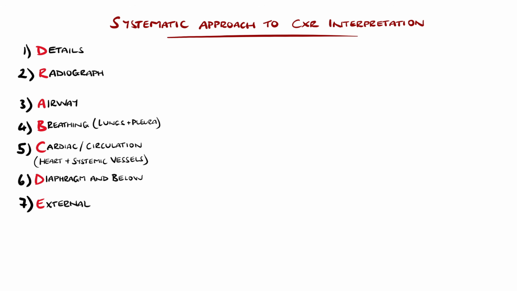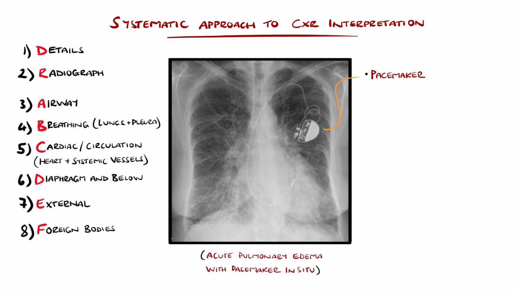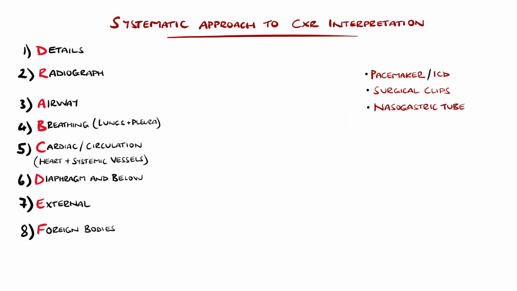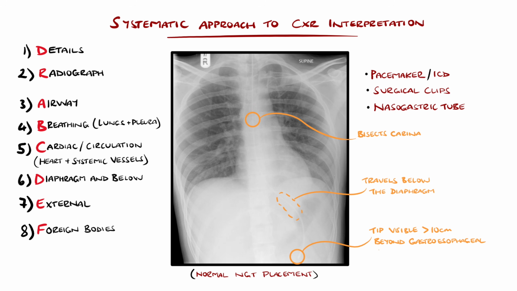F is for foreign bodies. Check for foreign bodies either in the thorax, upper abdomen, or surrounding soft tissues, for example clips, devices such as implantable cardiac defibrillators or pacemaker, and tubes, for example a nasogastric tube, which, if correctly placed, should bisect the carina, travel below the diaphragm, and the tip should be seen at least 10 cm beyond the gastroesophageal junction in the stomach.